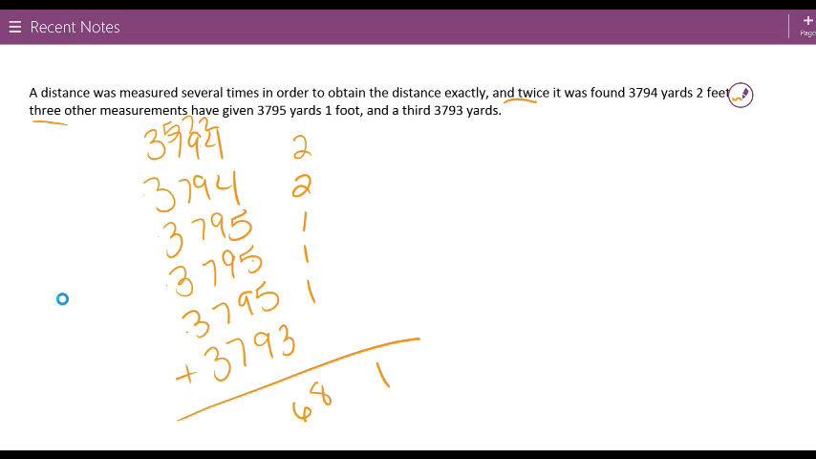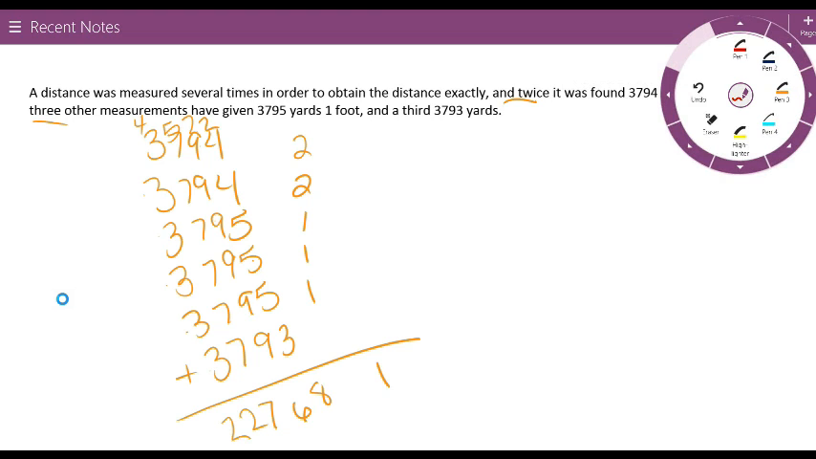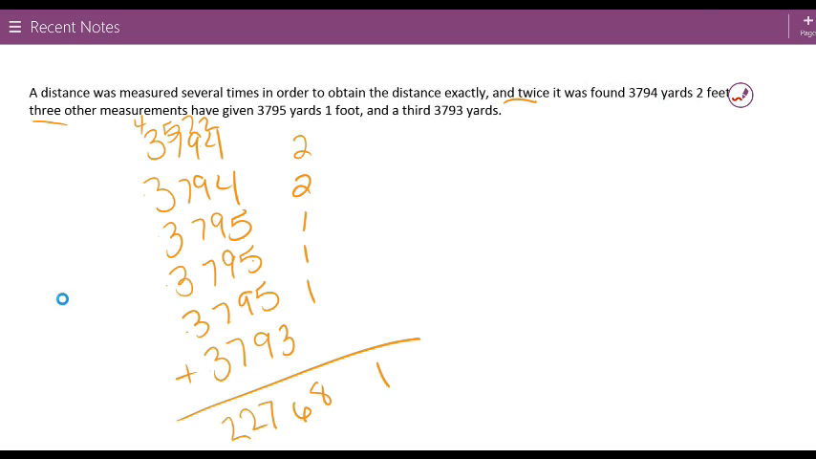6 times 3 is 18, plus 4 is 22. Alright, and now we're just going to divide this by 6 because there were 6 measurements taken. I'm going to leave that 1 foot off for the moment, just to make my division a little bit simpler. Though, of course, we do know how to divide a compound number from that week that we studied it.